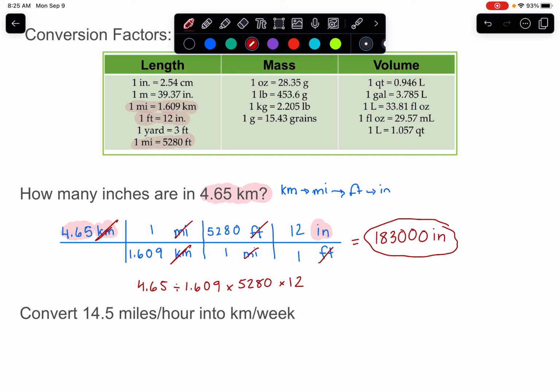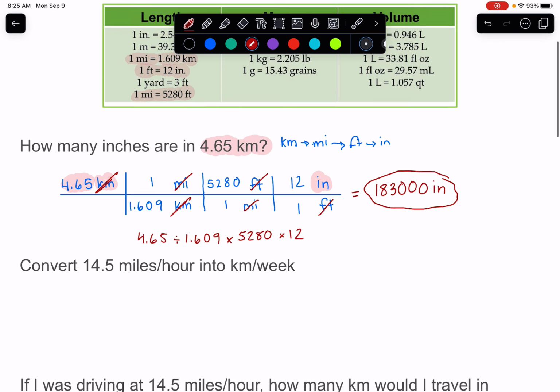Really, it's just a matter of figuring out how to get the units to cancel out to give you the desired unit at the end of the problem. And you can usually set these up in more than one way. There will typically be more than one way to do this. So for example, in that last question, I could have changed kilometers to meters, and then meters to inches. That would have been fine too if I knew the conversion factor between kilometers and meters. I just used the ones that were in the table to make it a little bit easier.